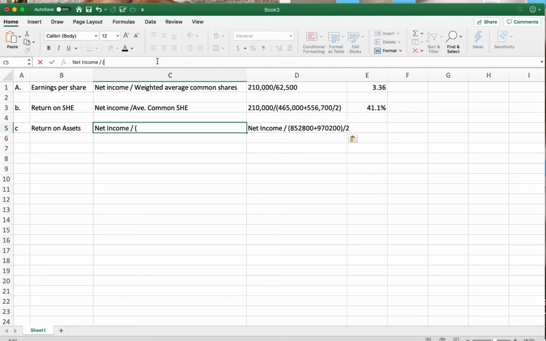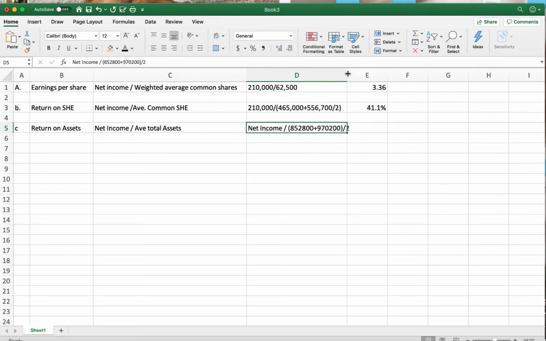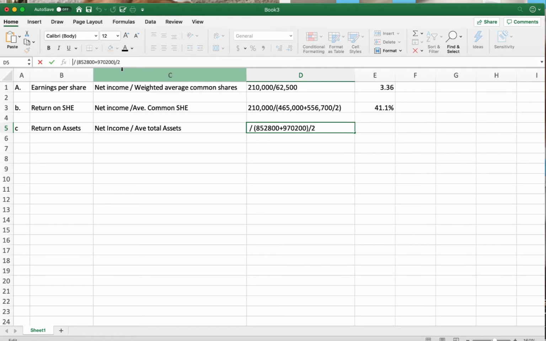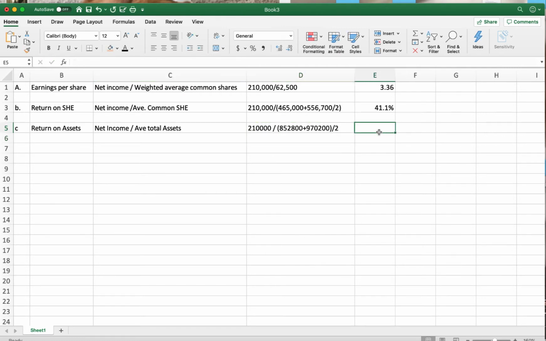So to figure this out, I'm going to take my net income and divide by my average total assets. And we just figured out the average total assets, or I showed you how to identify what the average total assets are. The net income in the problem is still the same. It's still $210,000. That did not change. Okay. Then I run the numbers.